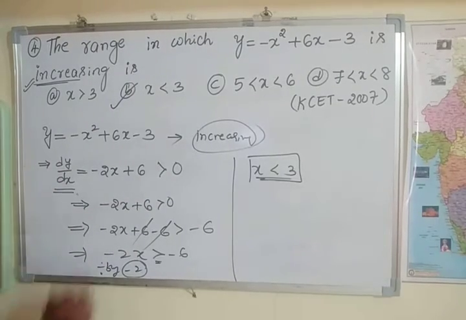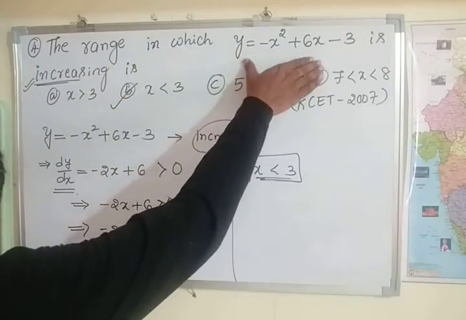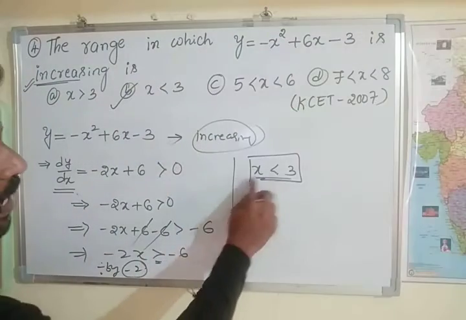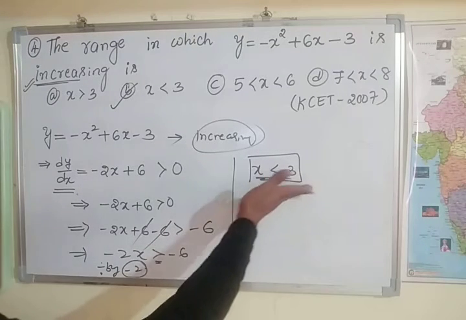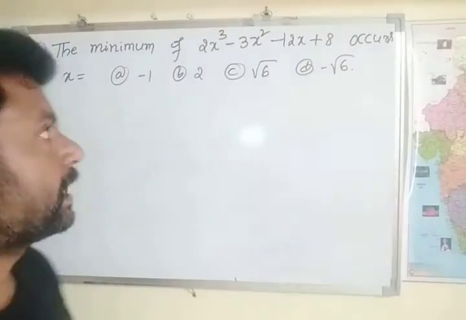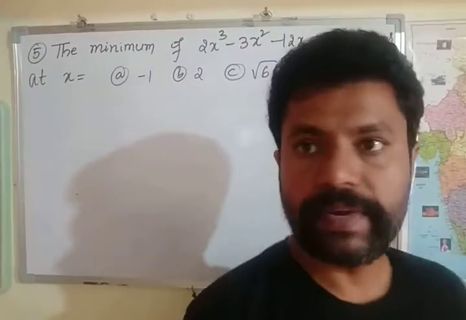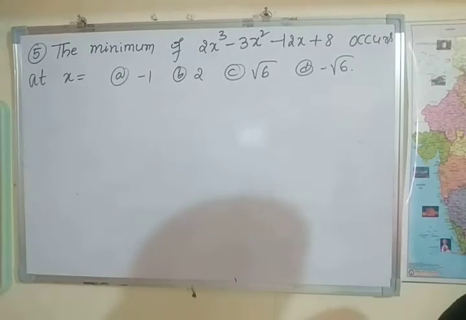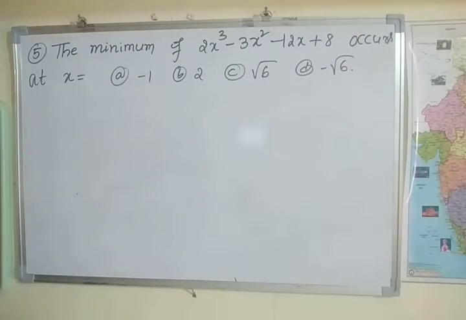So the correct option is x less than 3: y is increasing for x less than 3. Option B is the correct option. So next example: the minimum of 2x cube minus 3x square minus 12x plus 8 occurs at x equals 2. Here we have 4 options: minus 1, 2, root 6 and minus root 6. Here we check which option is correct.